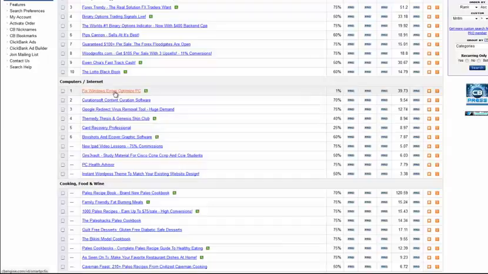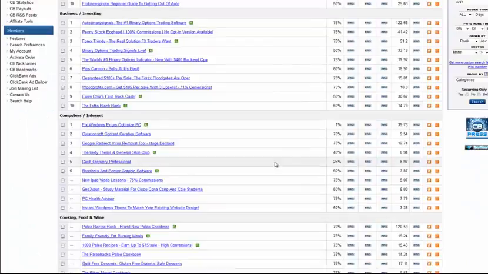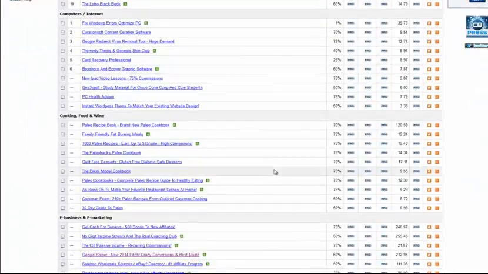Fix Windows errors, for example, appeals to someone who's searching on Google desperately with problems with their computer, trying to fix it, and this product gives them a tutorial course on how to use their computer better. For example, you've got this course teaching them how to sing. It's all different things that you could be targeting with your sniper site. You've got cooking ones, for example. Cooking may be a subject of high interest to you.